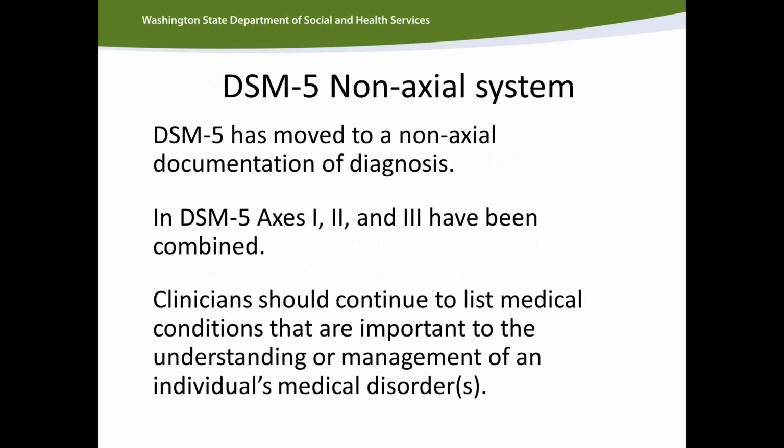So what DSM-V has done is move towards a non-axial system. And what that means is that those life conditions that you would have seen typically in axes 1, 2, and 3 in DSM-IV no longer exist in DSM-V. Those have all been combined. And there's no axes at all, really. But if you're familiar with those, you'll still be using them, you just won't be using them as separate axes.